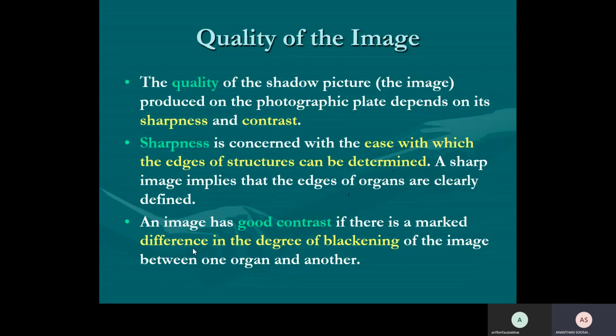And second, contrast. Contrast is a difference in the degree of blackening. How blackened one region is compared to another region. The difference in blackening is contrast. If they are both the same level of blackness, then you can't differentiate the two media. So contrast means the difference in the degree of blackening. Sharpness, good contrast.